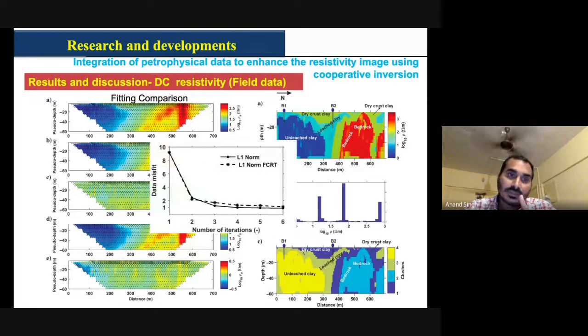As I mentioned, consider the data misfit, comparing the RMS error between the two approaches. L1 norm means L1 norm based minimization, and L1 norm FCRT means machine learning based L1 norm minimization. You'll see that they start with the same homogeneous model, and in the initial phase they take different paths, but after 6 iterations both converge to the same error level, which is quite okay, about 1%.